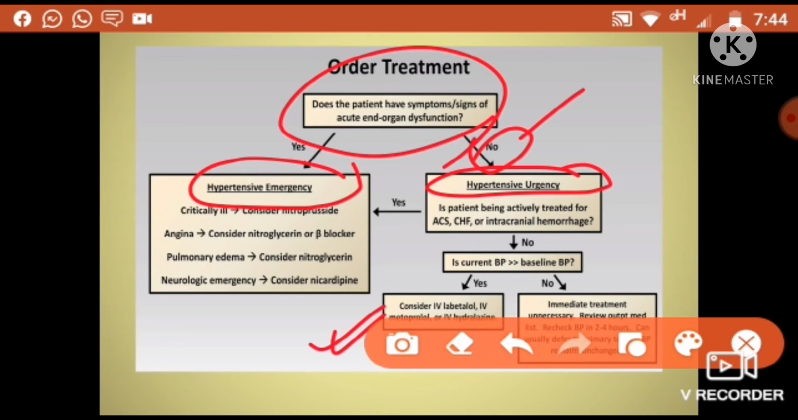But in a hypertensive emergency, you don't have a chance to take these drugs because they take time. So you go directly to these emergency drugs: nitroglycerin, nicardipine, beta blockers. These all are immediately acting drugs which produce effect without any delay. If your current blood pressure is greater than baseline blood pressure, then if yes, you can treat it by these. If no, then immediate treatment will be required if you are suffering from hypertensive urgency.